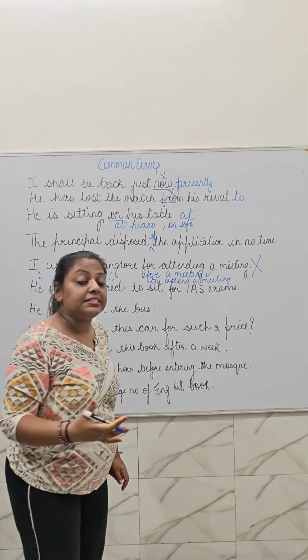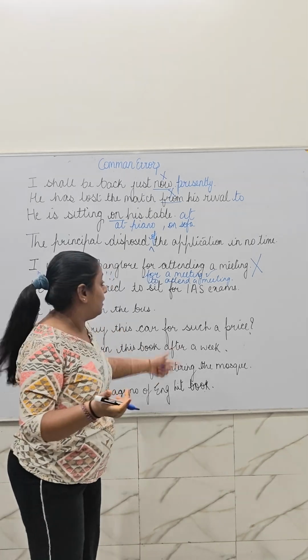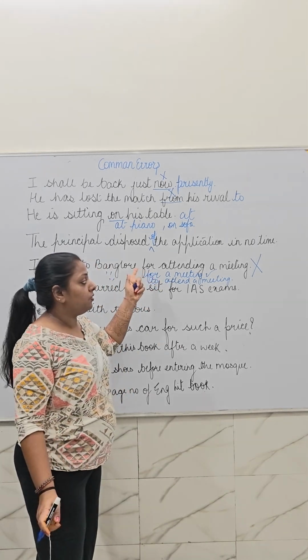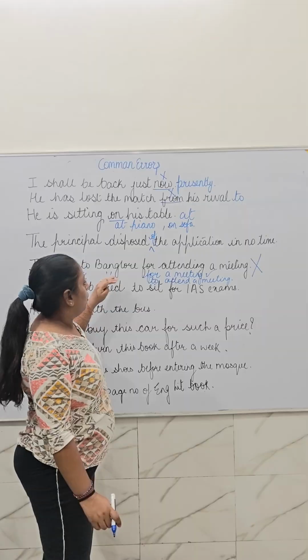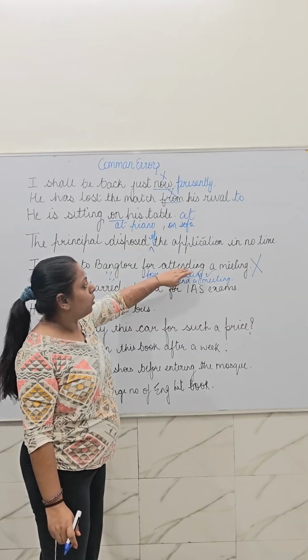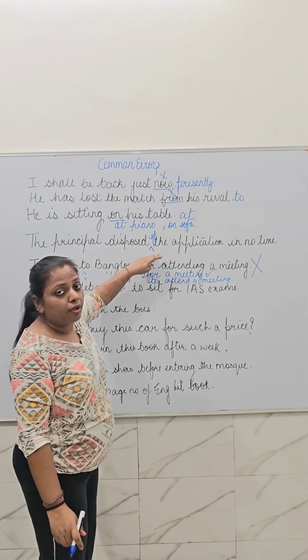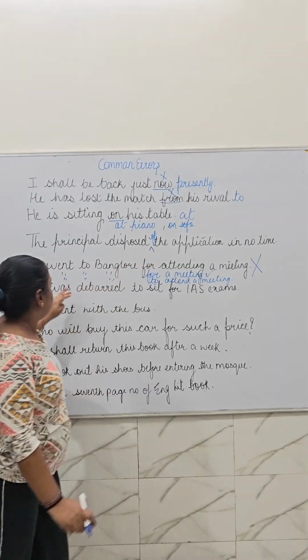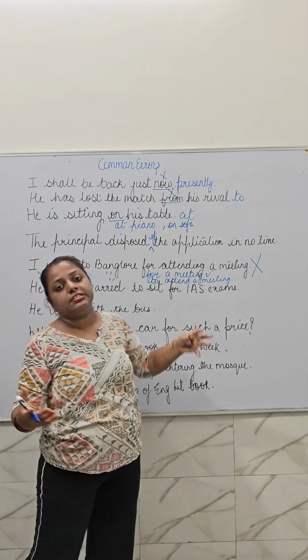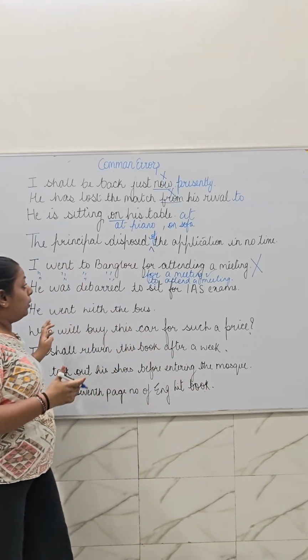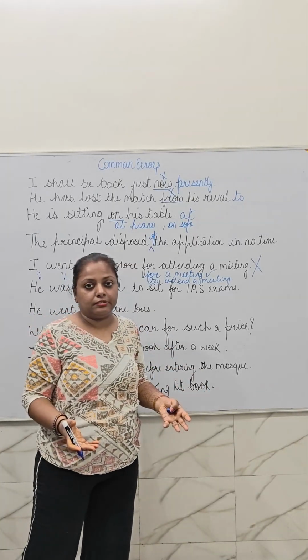How can you keep these sentences in mind? See, the differences of preposition. When you are using the verb attend, then you don't have to use the preposition for. It has to be like, I went to Bangalore to attend the meeting. I went to Bangalore for a meeting.